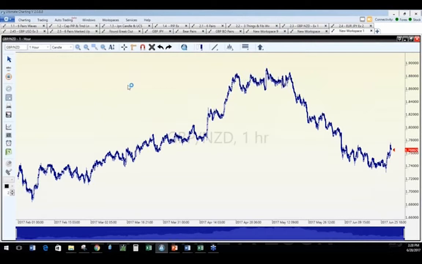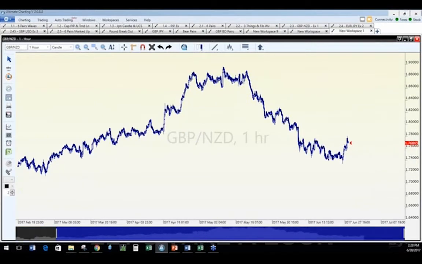Now, on this screen right here, on the right-hand side, let me just move things a little bit so you can see that a little bit better.